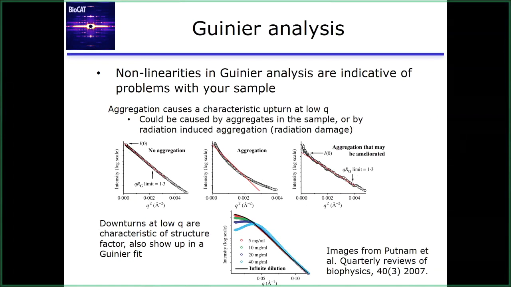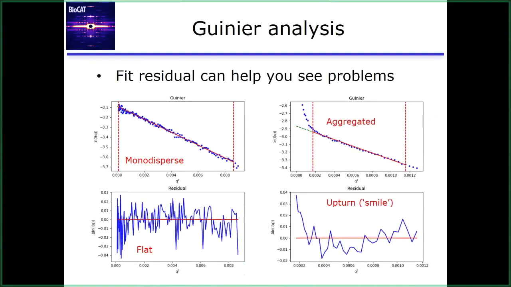So downturns at low Q. I'm not showing Guinier fits for this, but this is just to remind you that structure factor, usually from concentration, shows up as downturns at low Q. Those will also show up in the Guinier fit. Even a little more concretely, you don't just have to look at the fit. You want to look at the fit residuals. If you have something that's nice and monodisperse, the fit residual should be flat and randomly distributed about 0. If you have something that shows aggregation, you can see even though I've cut off some of the fit here, we're still getting this characteristic upturn in the residuals.